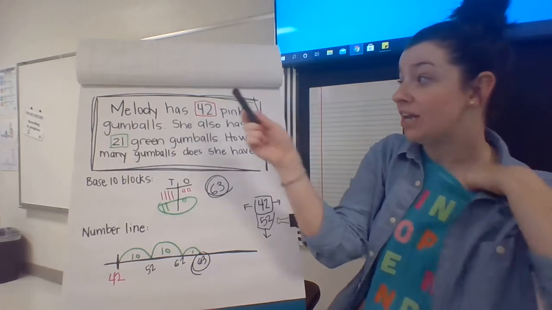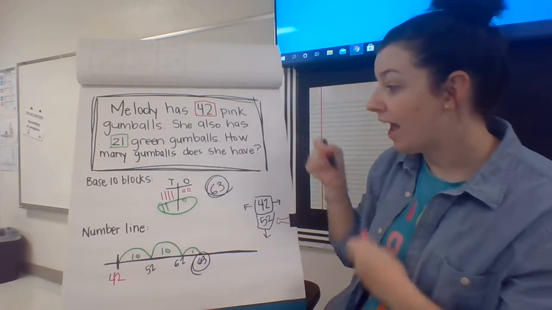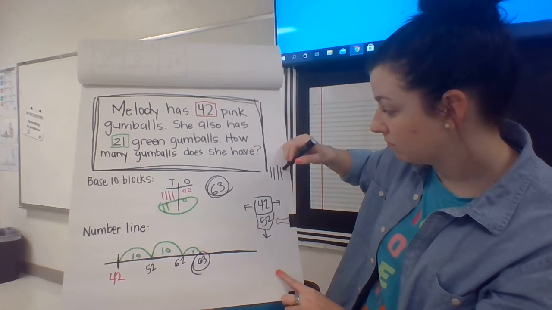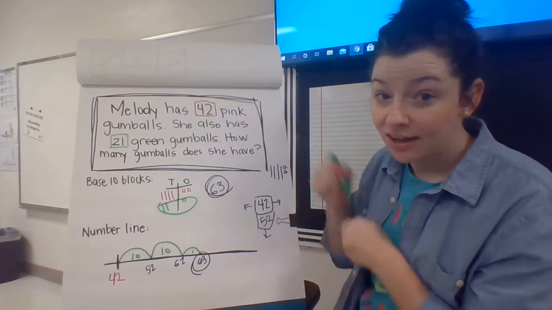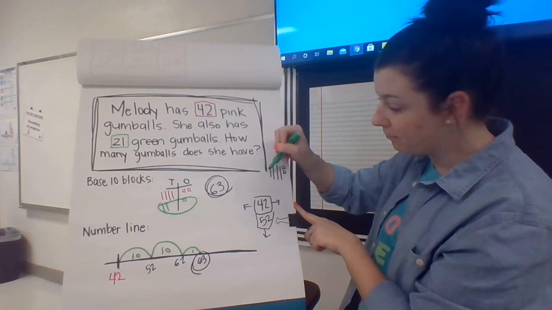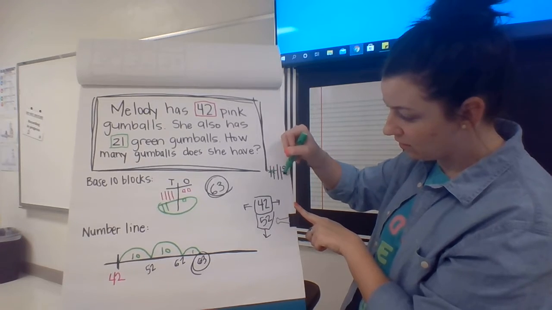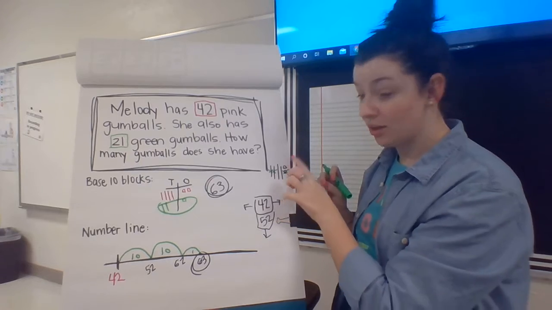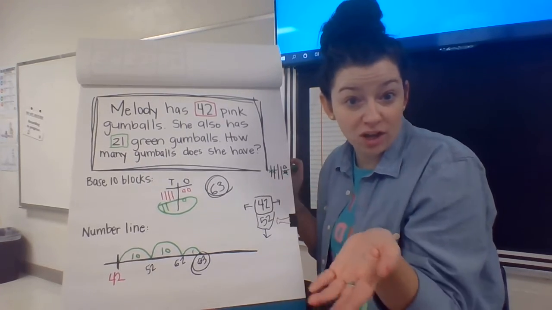So if I said she had 42 pink gumballs and then she chewed 21 of them, I would have 42. And I could take away 21. Not in this problem, but in a different problem. And if I want to take them away, I just put a little X, 10, 20, 21. And then I could count 10, 20, 21 is how many I have left as well. And that would be my number. So if you're taking away, just cross them off.